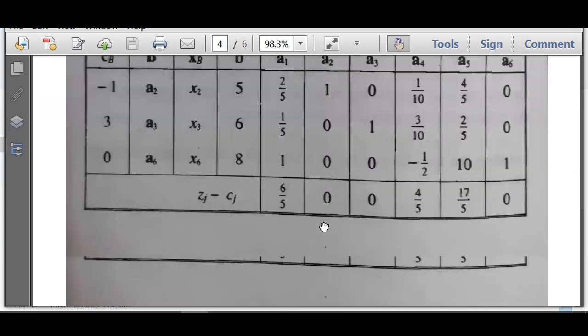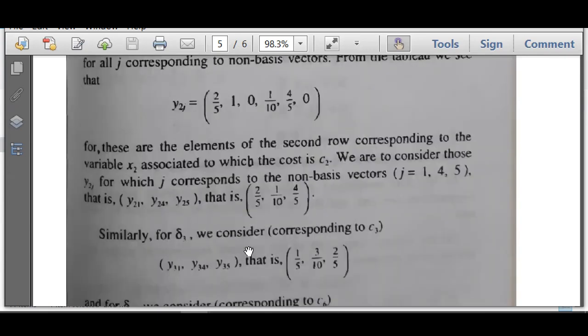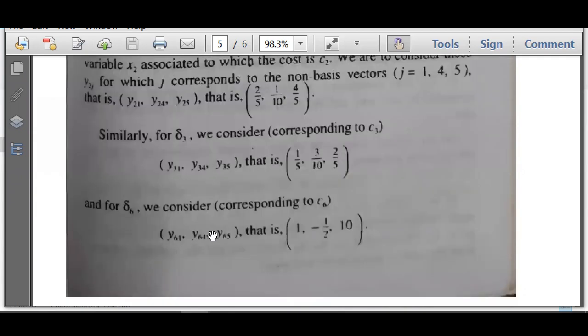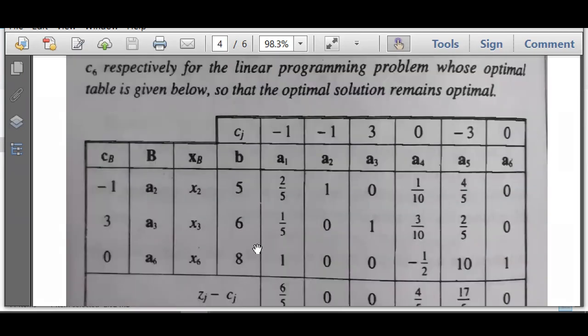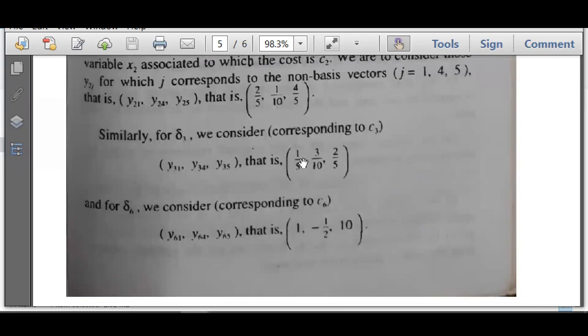Now the last one. What is the last one here? C6. That means I have to see the sixth row. For the sixth row, they are collecting the non-basic part only. So 1, 5, 3 by 10, 2 by 5. Similarly for the last one, c6, the non-basic part is this one, this one and this one: 1, minus half and 10. So these are the three things we are collecting.